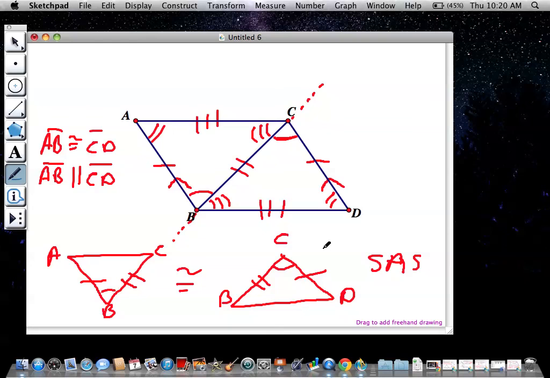Okay, so that does it for 4.7. We'll do a few more problems in here, but that's basically what CPCTC stands for: corresponding parts of congruent triangles are congruent.